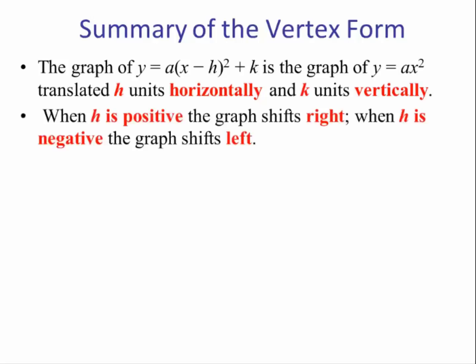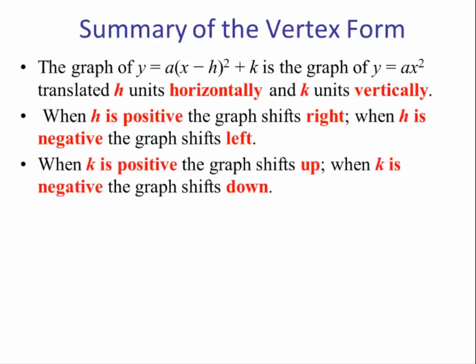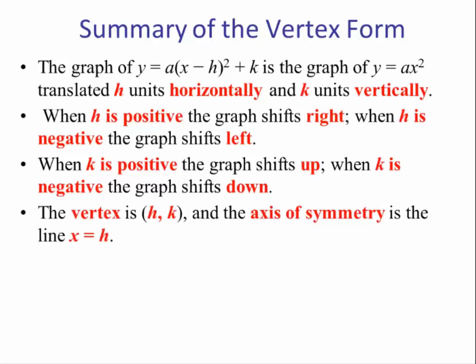When h is positive, the graph shifts to the right. When h is negative, the graph shifts to the left. When k is positive, the graph shifts up. When k is negative, the graph shifts down. The vertex is (h, k), and the axis of symmetry is the vertical line x equals h.